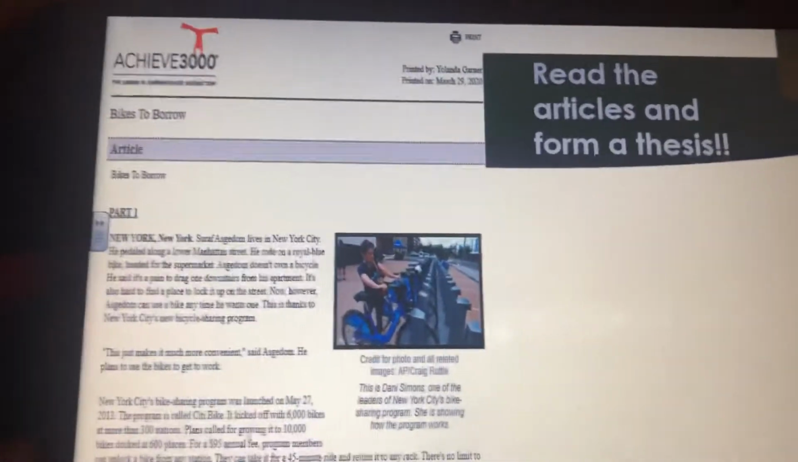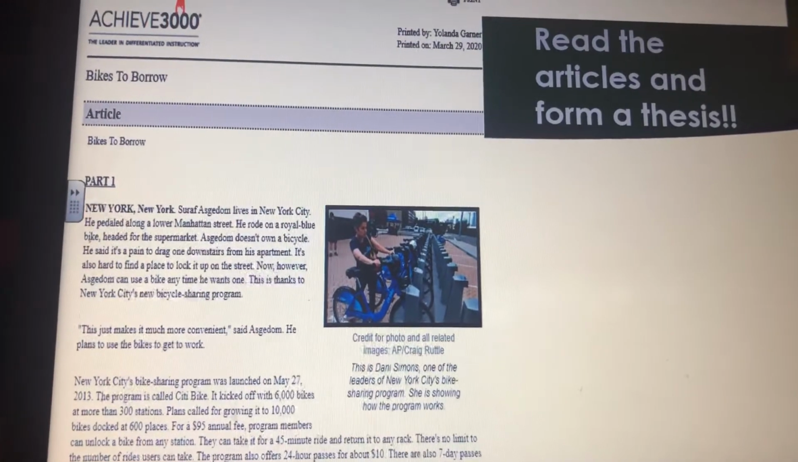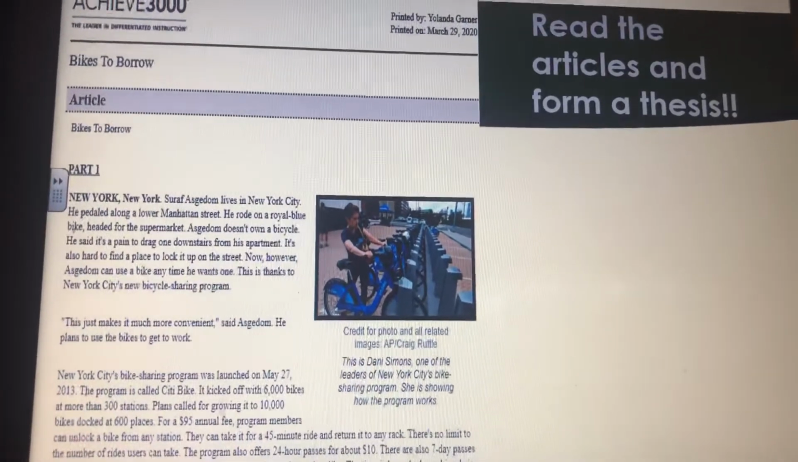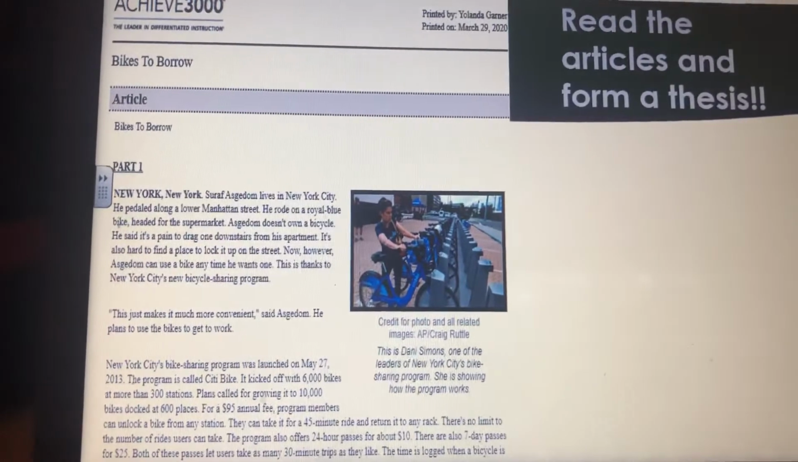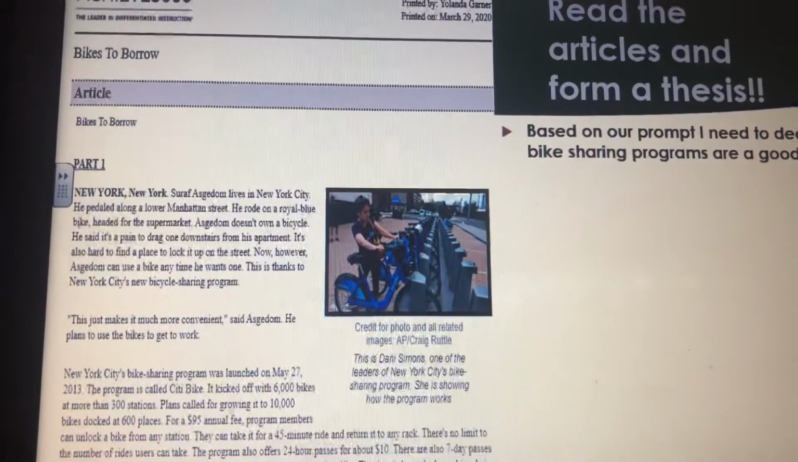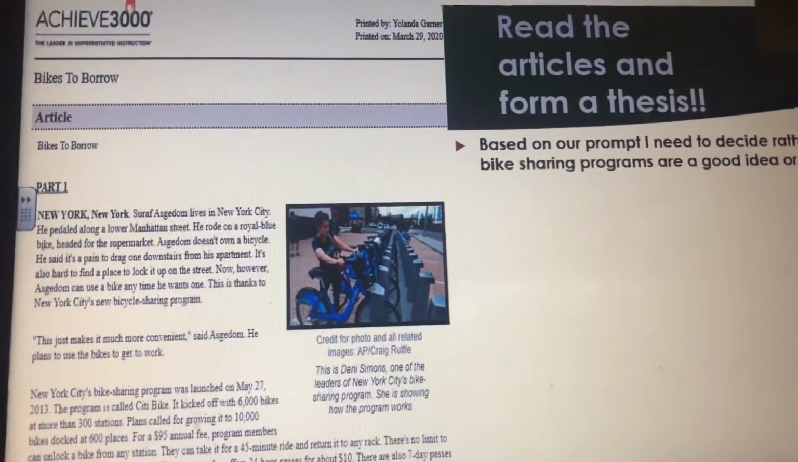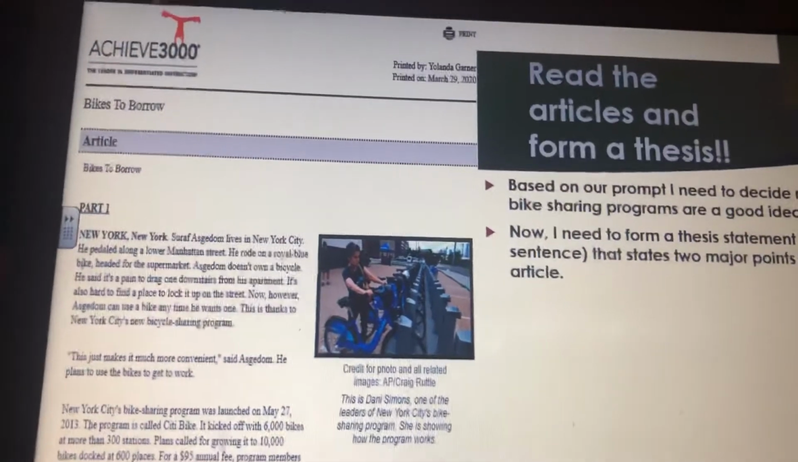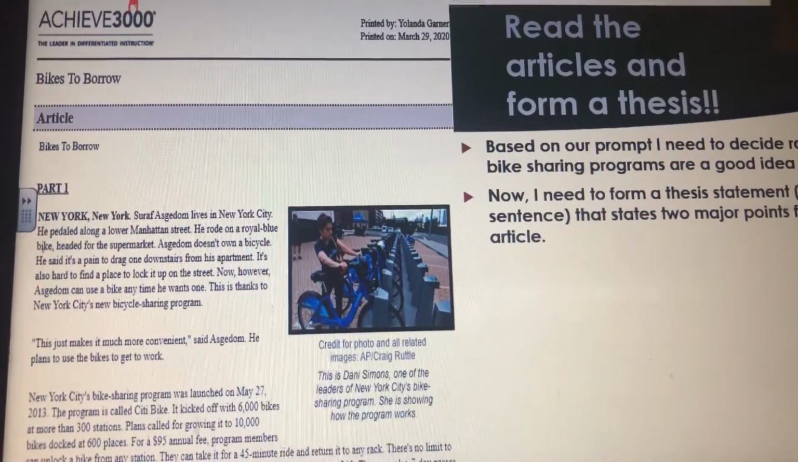Let's move along. Now, we're going to pretend that I have read all of the articles for my writing assignment, which I did, guys. I actually read it. But now we're going to jump right into the process. So I have read my articles, and based on my prompt, I need to decide whether I think bike sharing programs are a good idea or not. In order to do that, I need to really think about the different points that the authors tried to make as I read through the articles.